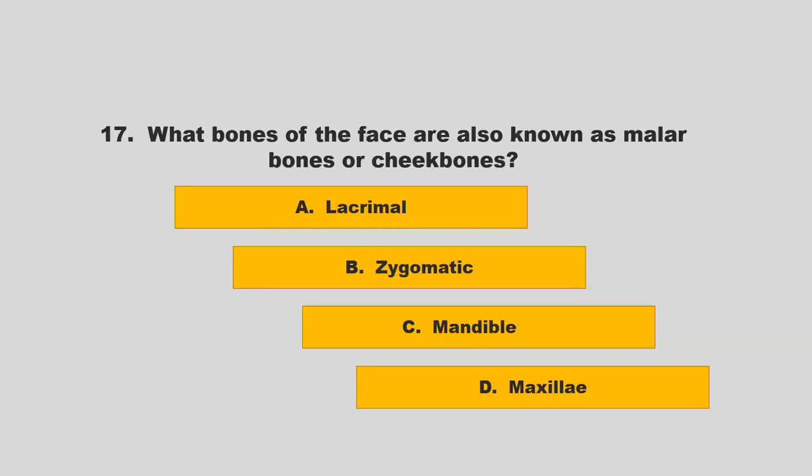What bones of the face are also known as malar bones or cheekbones? Lacrimal, zygomatic, mandible, maxillae. If you chose B, zygomatic, you are correct.